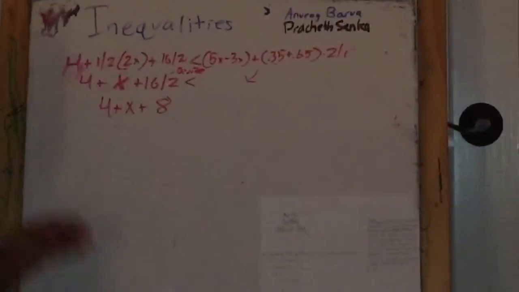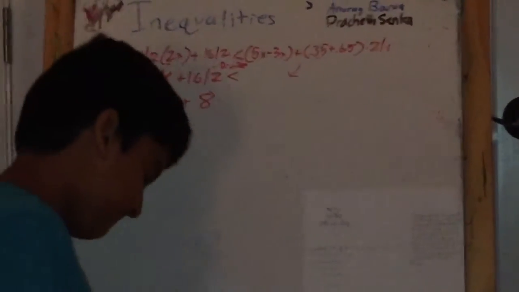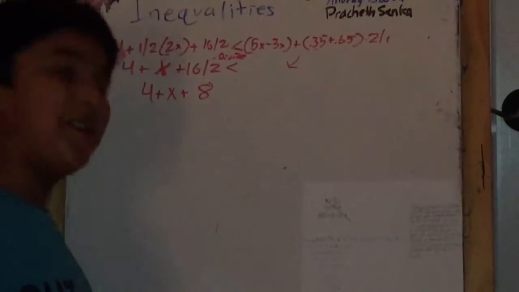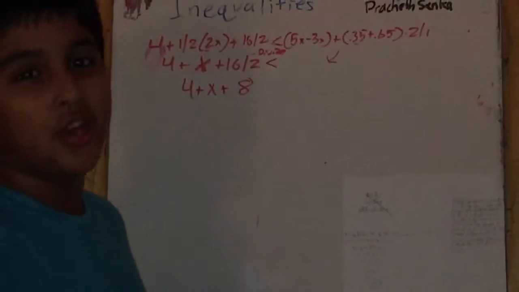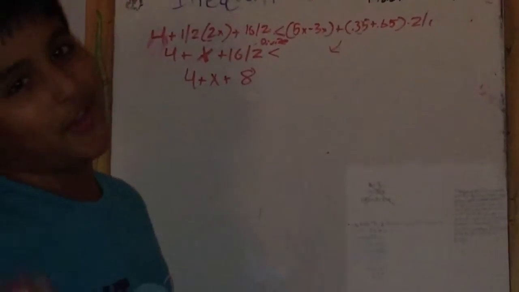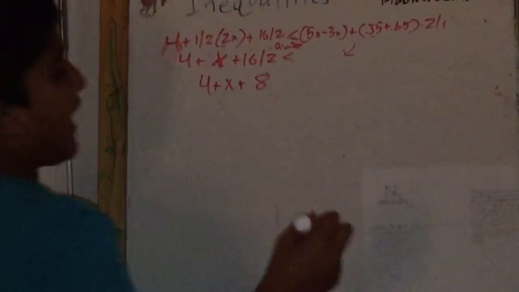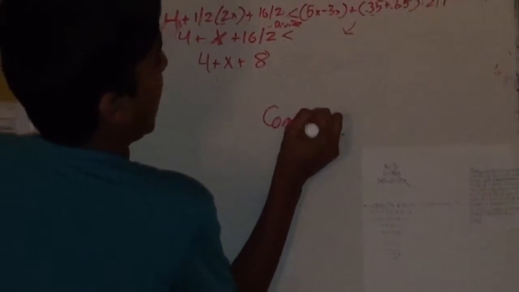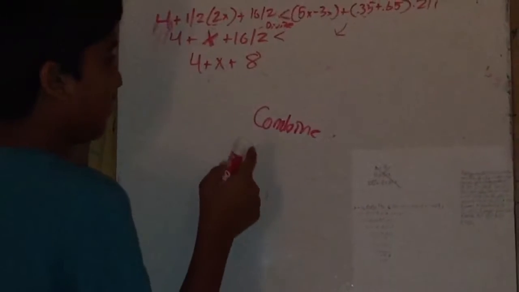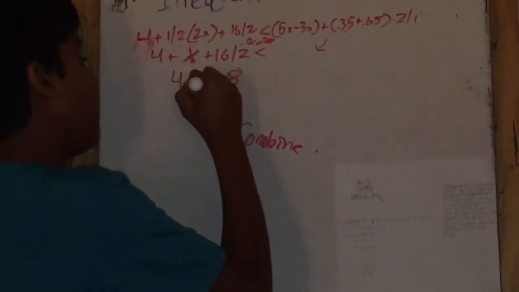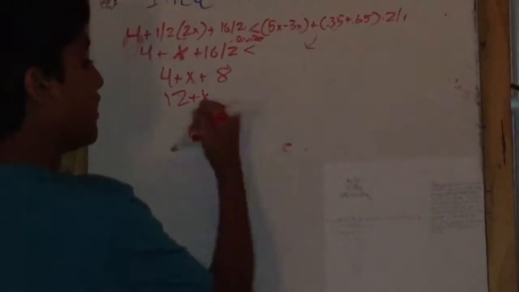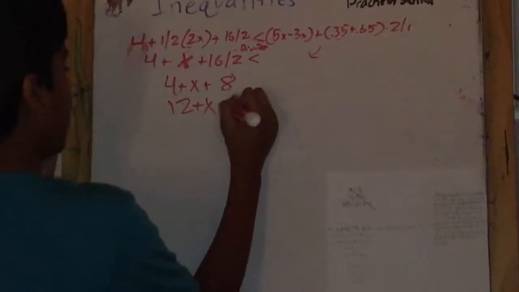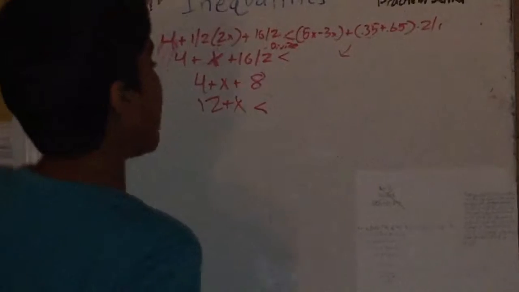Okay, I'm going to let you guys guess the next step on this problem. We all know, you know that, I know that, all the teachers know that you know. Combine the like terms! Combine! See that? 12 plus x. Now we're done with this side. Now we gotta copy this area down.